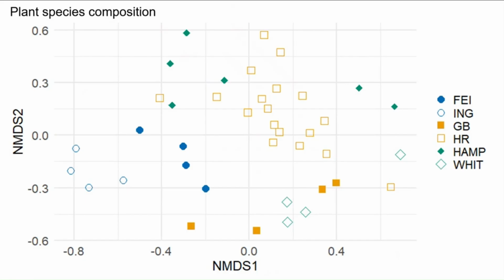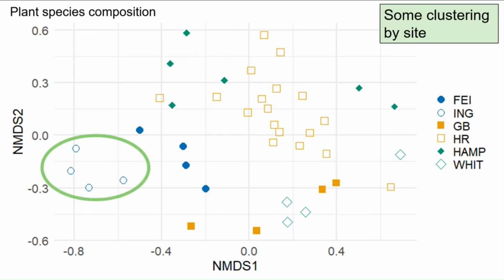You can see 6 sites are represented here. Hopefully that's made out, but there's a little bit of clustering by site. You've got sites like Ingleborough in that bottom left corner, which were clustered together. Other sites are similar, but generally they're all overlapping a little bit, and there's some similarity in the communities that we're seeing.